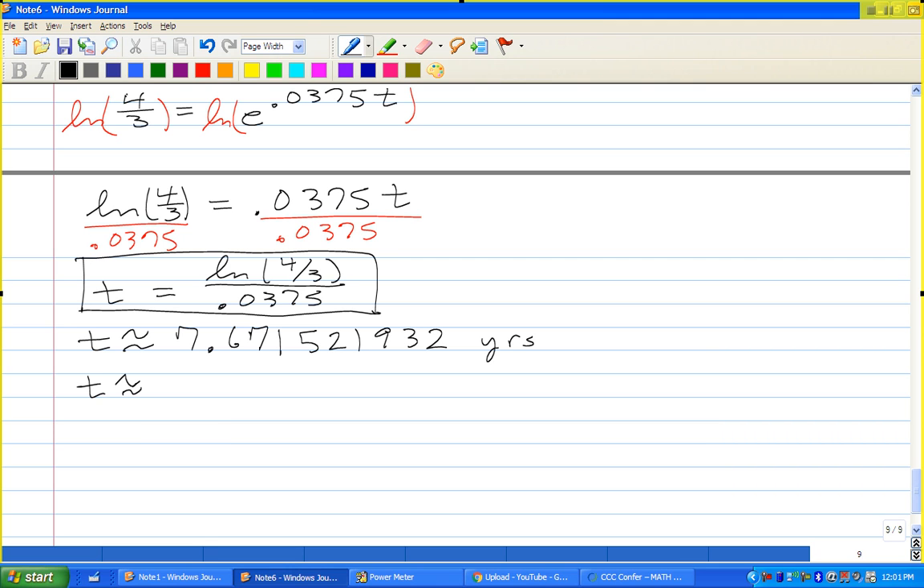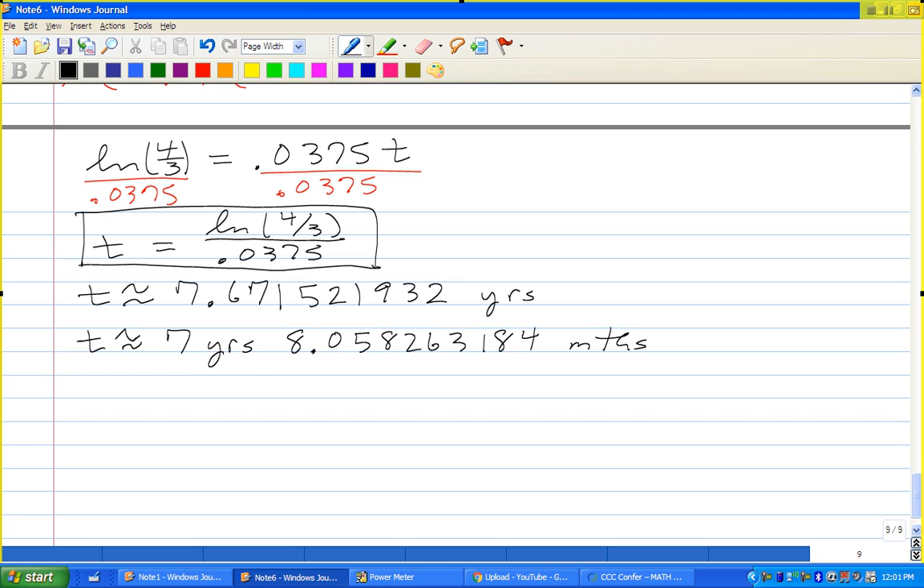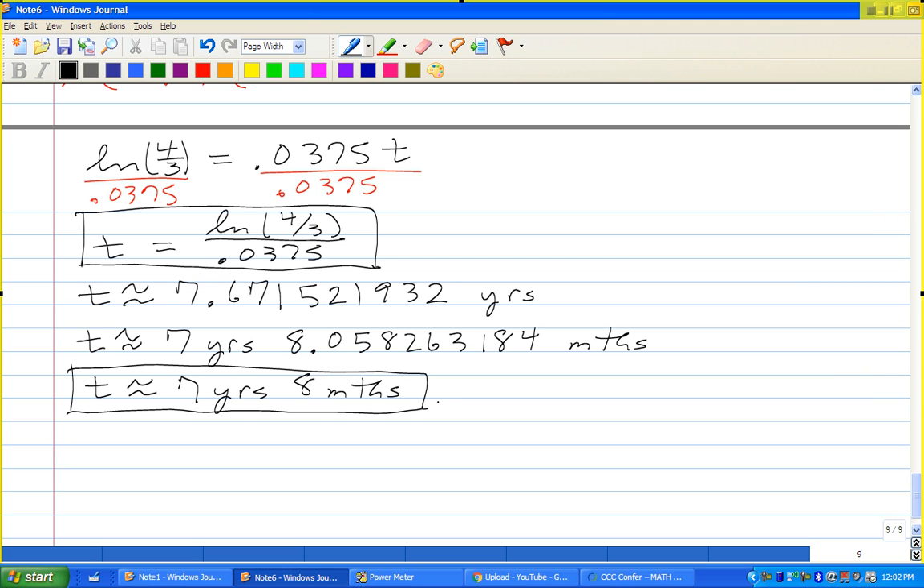Okay. And so there are 7 years and 0.67 years. Since there are 12 months in a year, that's 8.058263184 months. And so approximately 7 years, 8 months. Okay, good.